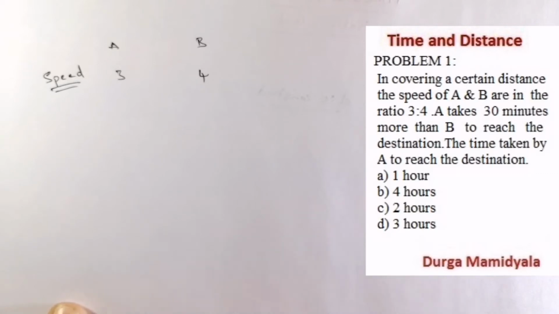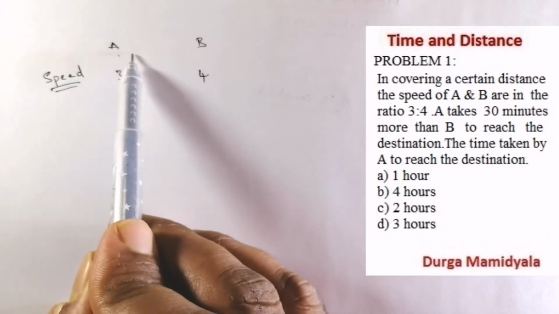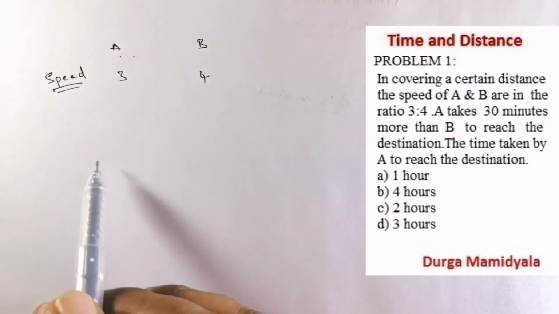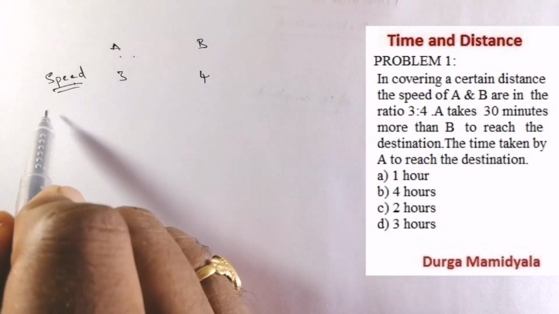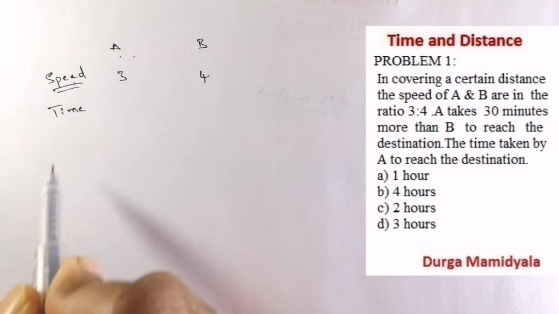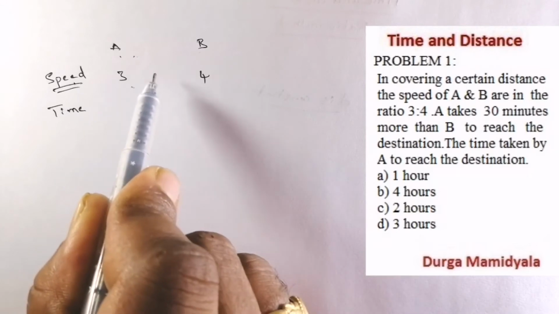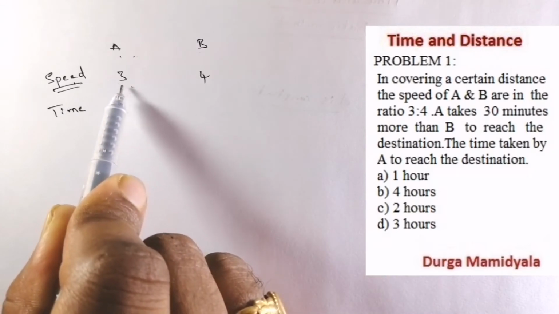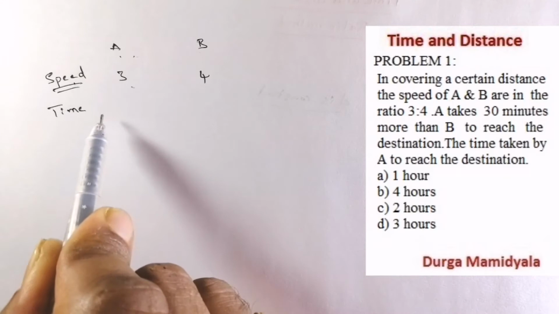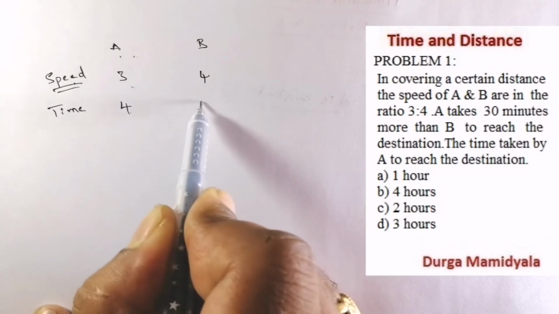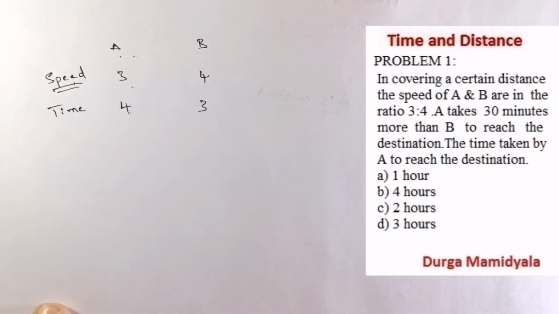So here the distance is constant. That is, both people are traveling the same distance, right? We have been given the speed, so automatically, what is the ratio of the time? It is the inverse ratio. We already studied with our formula that if the distance d is constant and the speed ratio is x is to y, then the time ratio is y is to x. So what is the time ratio? It is 4:3, right?